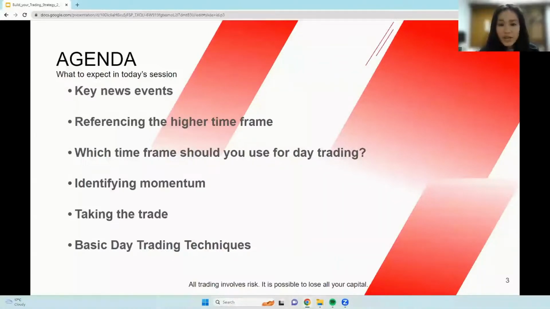Okay, so let me know in the chat how many of you guys like to day trade.